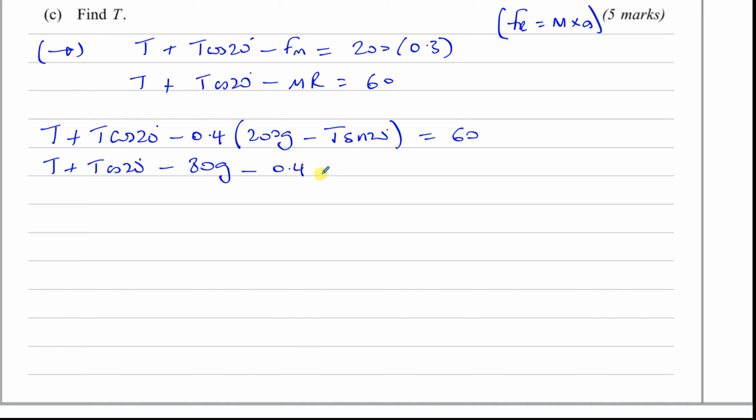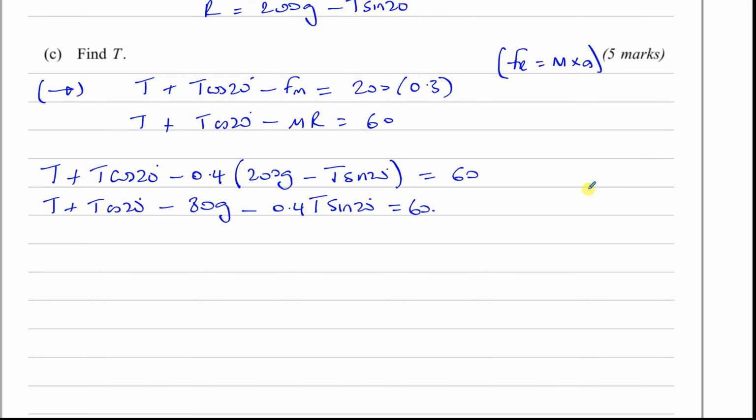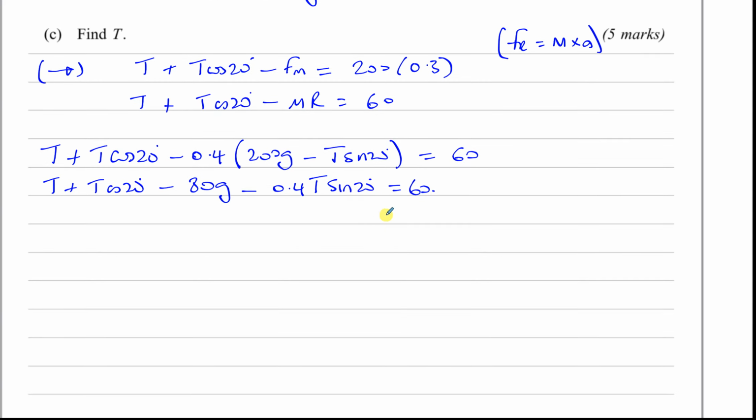Minus 0.4 times T sine 20 equals 60. All right, and now we want to make T the subject. So what I'll do is add 80g to both sides, and I'll be left with T. And I have T times (1 plus cosine 20 minus 0.4 sine 20) equals 60 plus 80g.